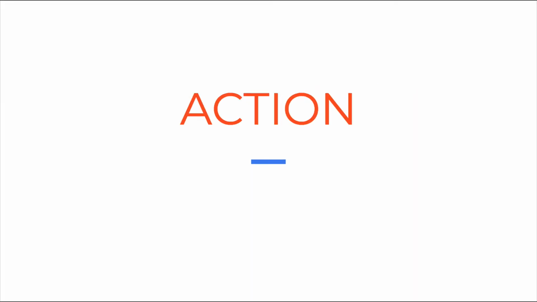Tool number 2, action. Not only do we need to describe our characters and side characters, but we also need to give them actions that are unique and show off who they are. Let's look at some specific examples of where that's done in writing.